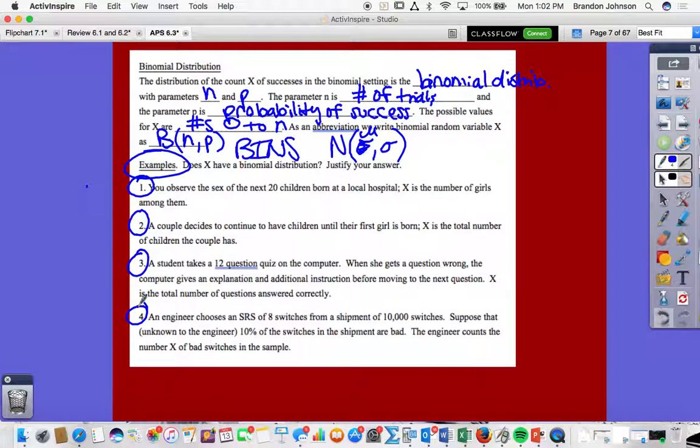Does that make sense? So I want to give you just a couple minutes to see if you can go through each one, and then we'll go over them together. Sound good? I'm going to give you 3 minutes, 5 minutes. Ready? And go. See if you can talk it through with those around you.